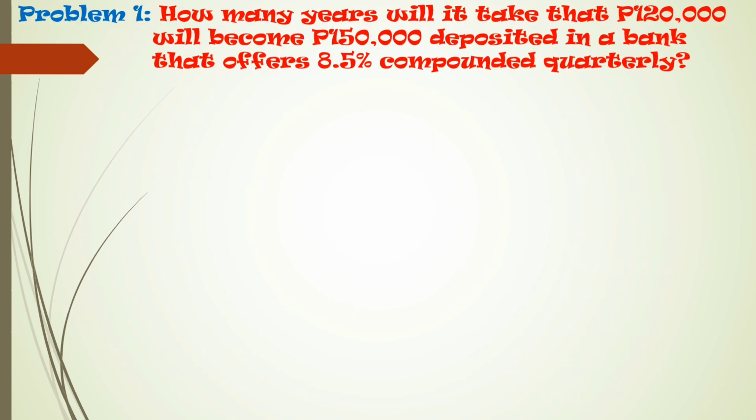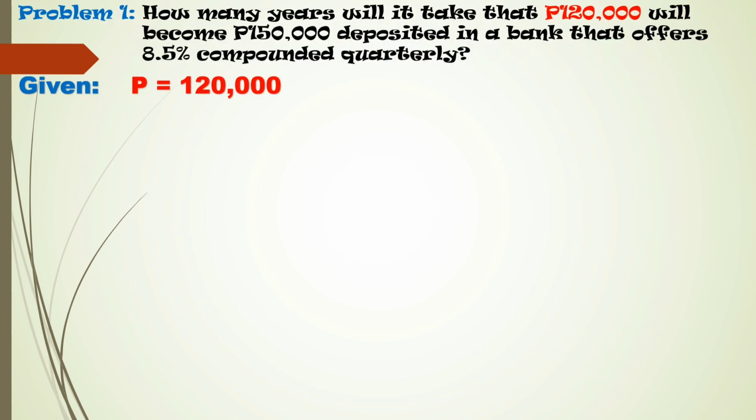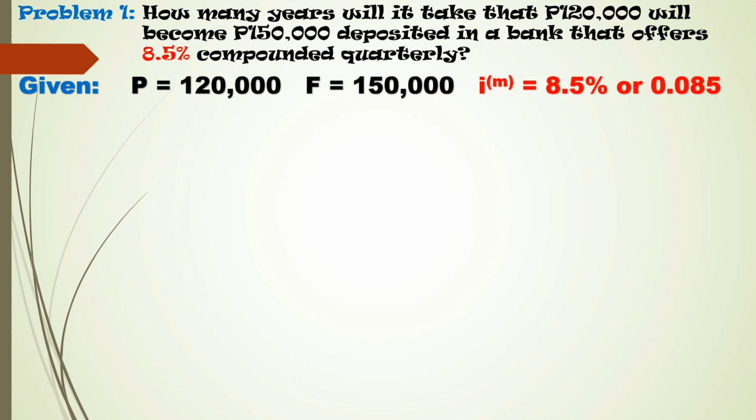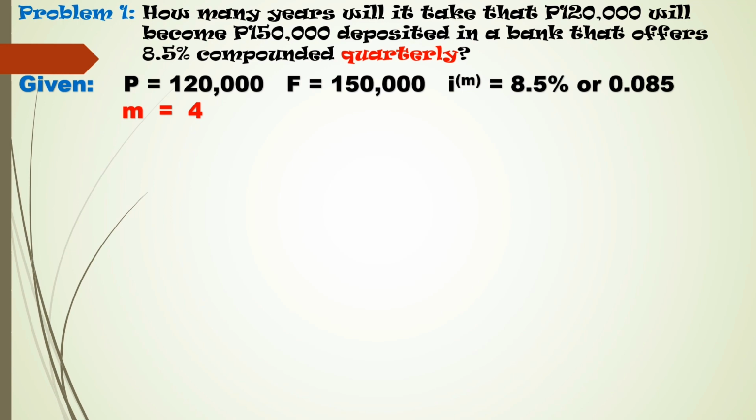Problem number 1. How many years will it take for 120,000 pesos to become 150,000 deposited in a bank that offers 8.5% compounded quarterly? The givens in the problem are: the principal is 120,000, the future value is 150,000, the nominal rate is 8.5% or 0.085, the conversion is quarterly, meaning 4, and the time is unknown.